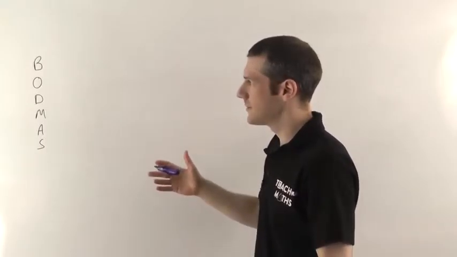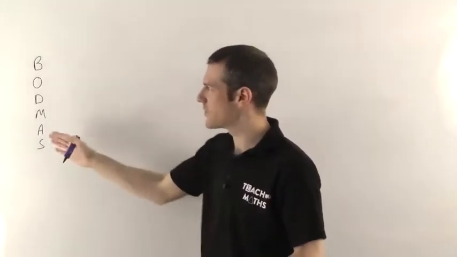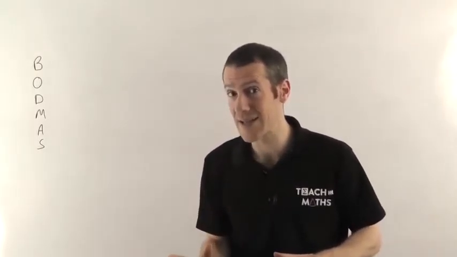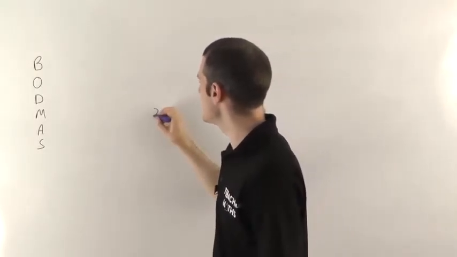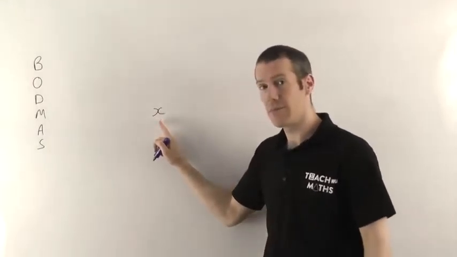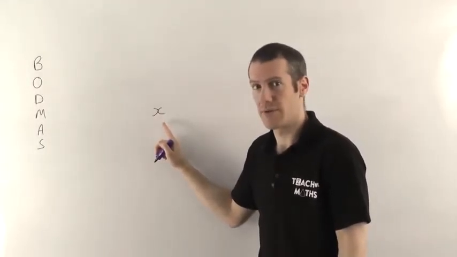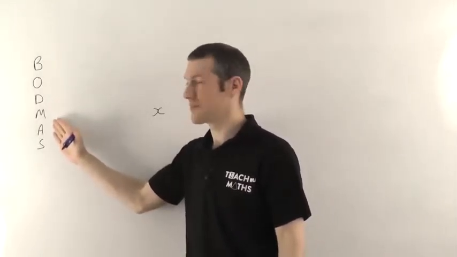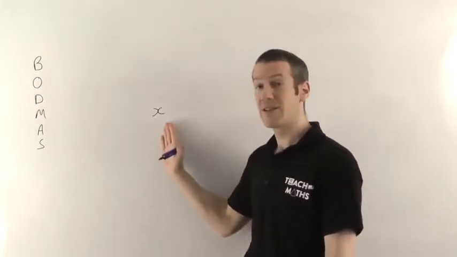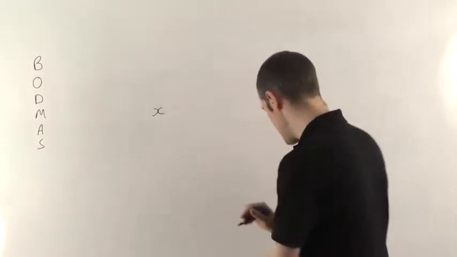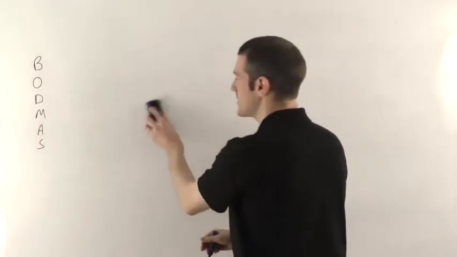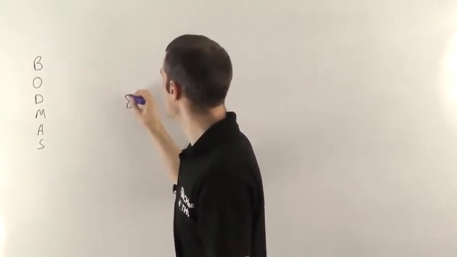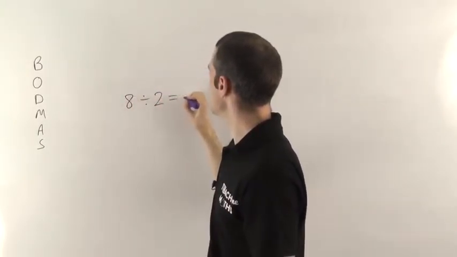Now, in algebra, you might be wondering why I'm doing a separate video for BODMAS and algebra, because in theory it's exactly the same. Remember, in algebra, any letter is actually a number. It just represents an unknown number that we haven't figured out yet. So anything you can do to numbers, like dividing and multiplying, addition and subtraction, you can do to letters as well.